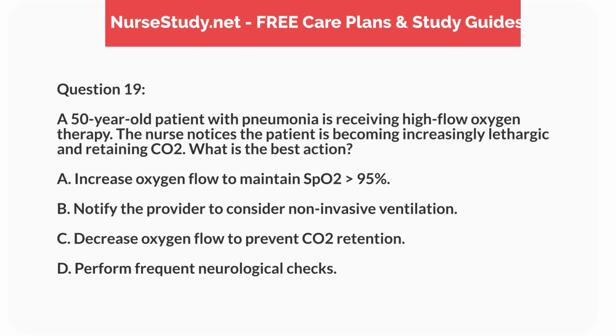Question 19. A 50-year-old patient with pneumonia is receiving high-flow oxygen therapy. The nurse notices the patient is becoming increasingly lethargic and retaining CO2. What is the best action? A. Increase oxygen flow to maintain SpO2 greater than 95%. B. Notify the provider to consider non-invasive ventilation. C. Decrease oxygen flow to prevent CO2 retention. D. Perform frequent neurological checks.